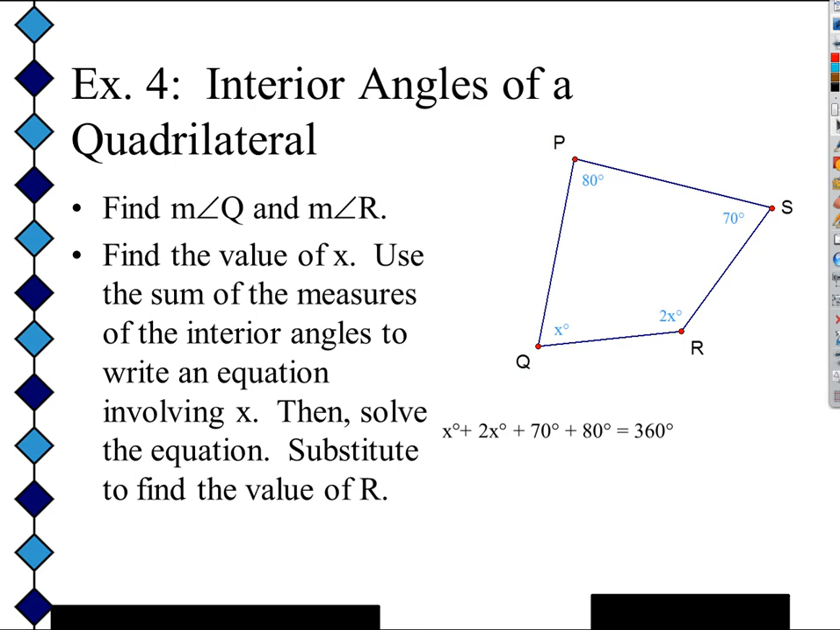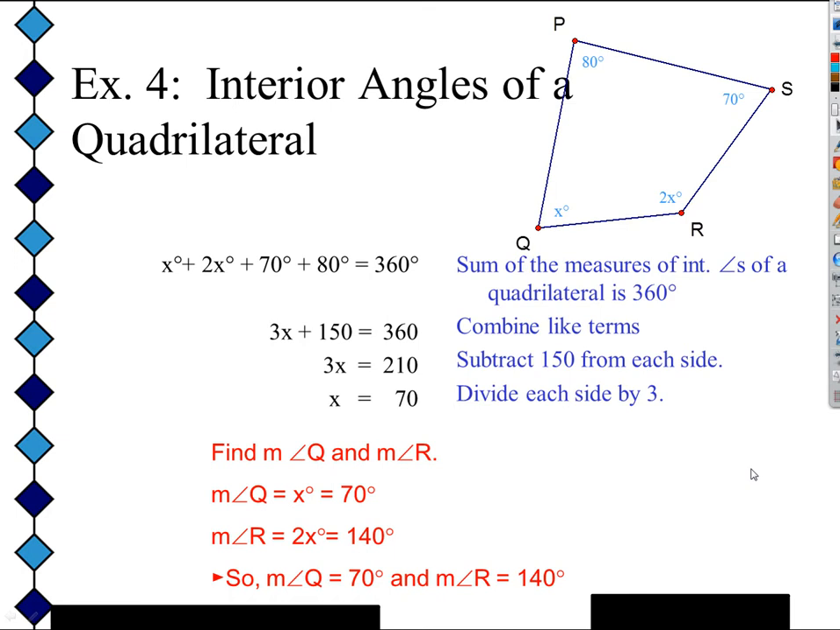The equation we'll use would just be, because it's a quadrilateral, it's got 4 sides, we know that the interior angles all add up to 360, and so there's my simple equation. x plus 2x plus 70 plus 80 is 360. We can just solve that. No big deal. We just add like terms, subtract 150, divide by 3.